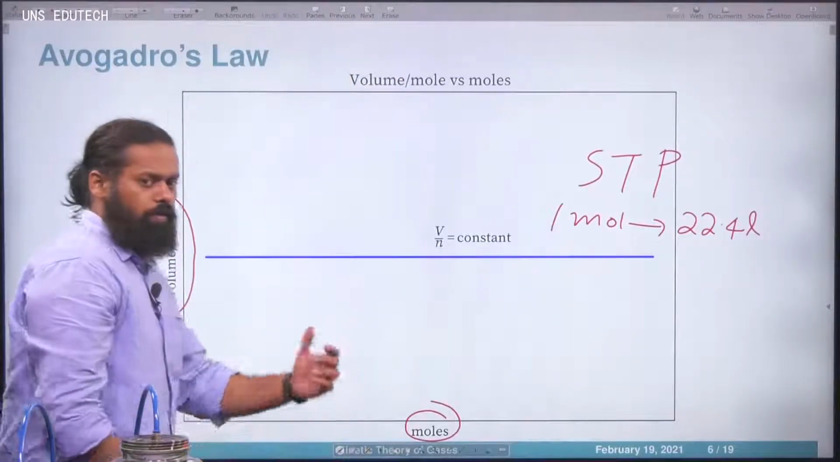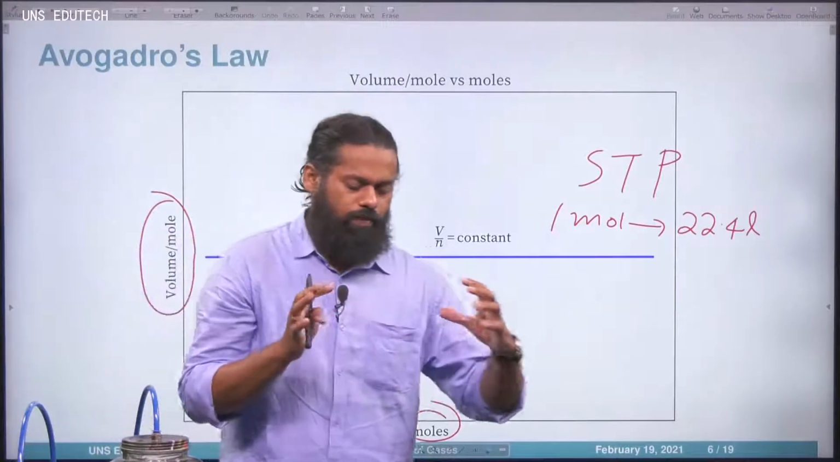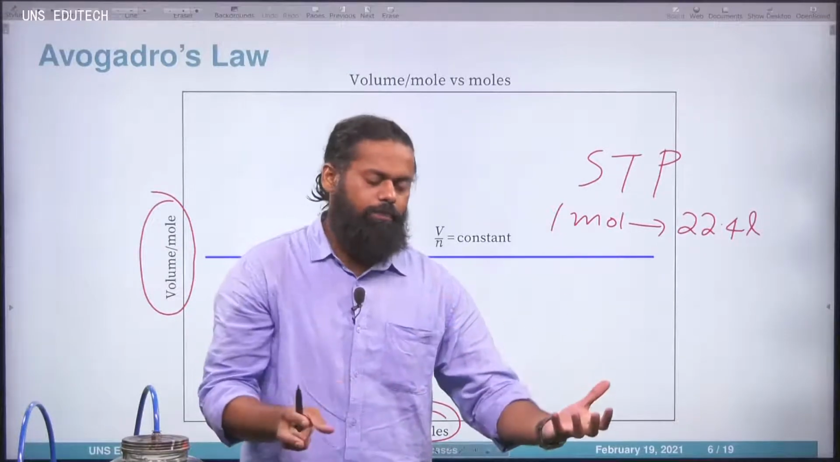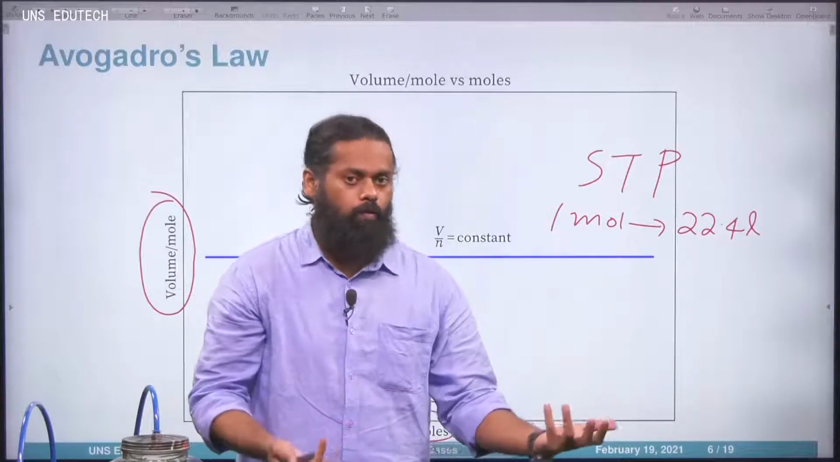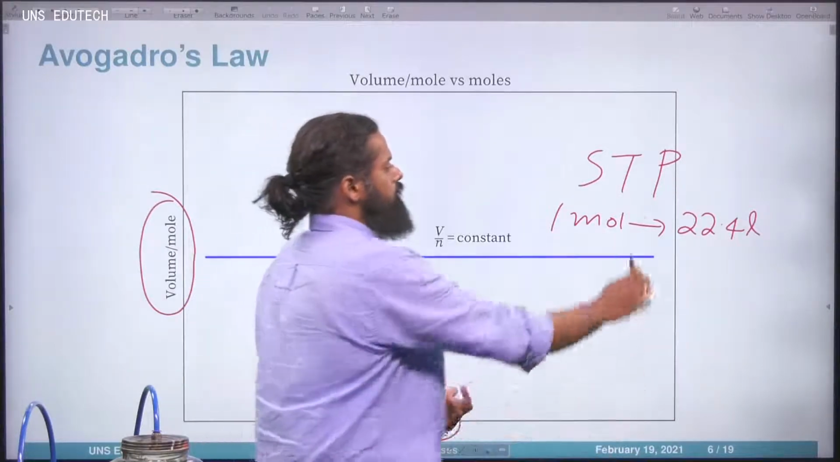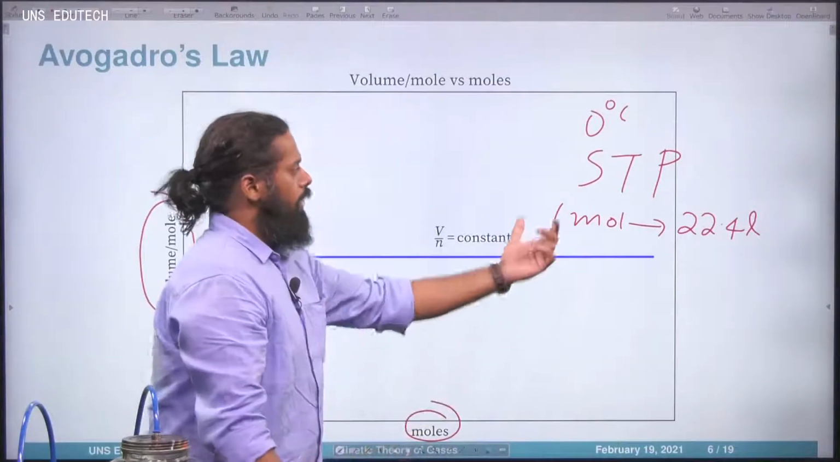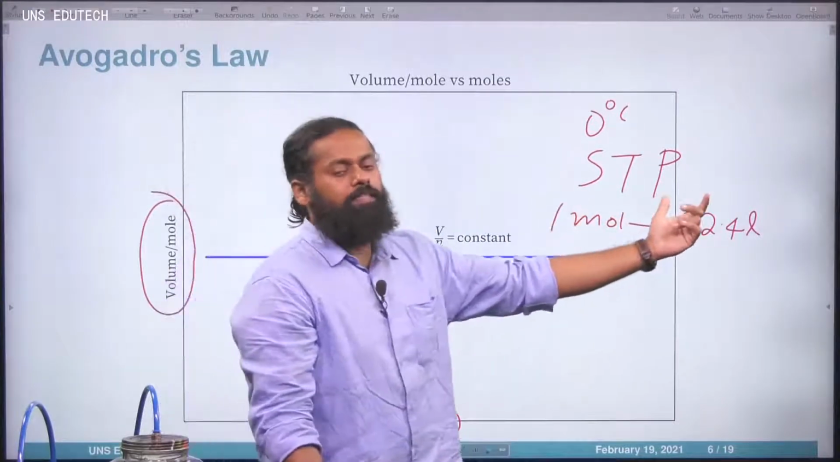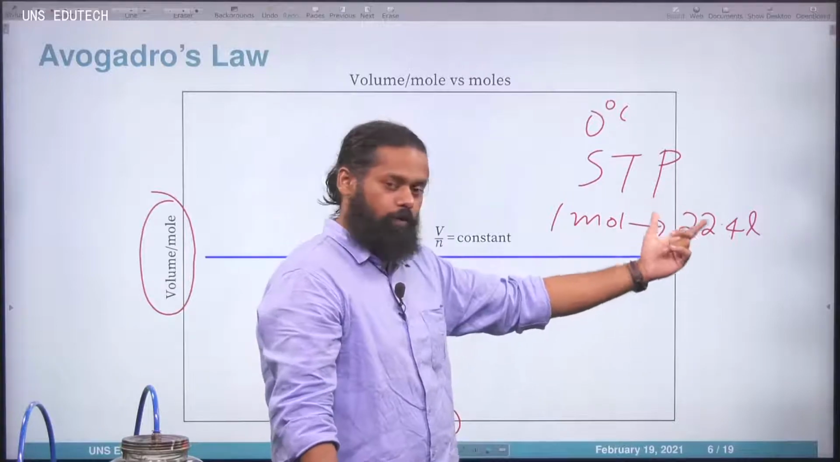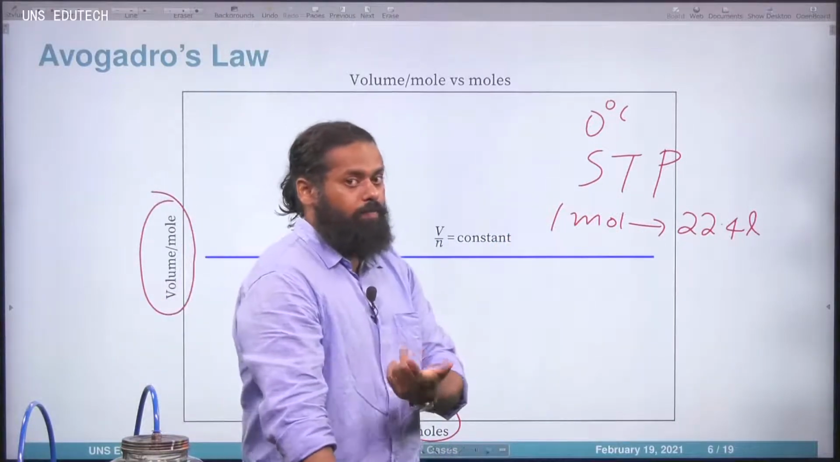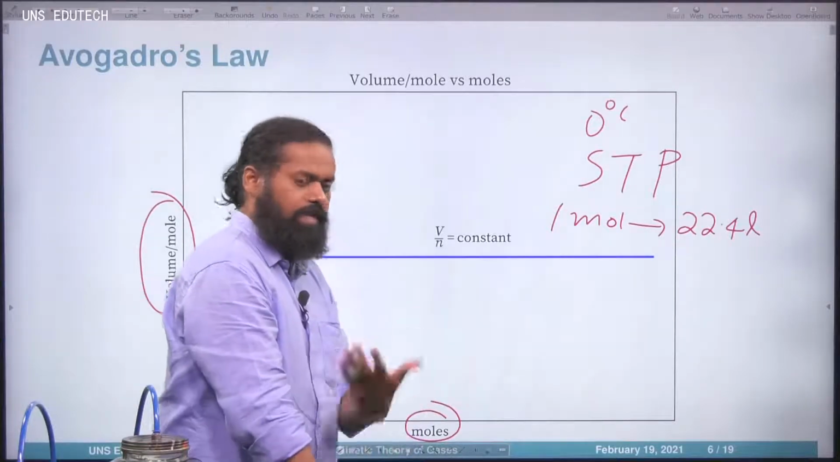Avogadro's law. If you are taking equal volumes of different gases, at STP they will have the same number of molecules. And one more important thing, STP is nothing but 0 degrees Celsius and 1 atmospheric pressure, and 1 mole will occupy 22 liters of volume. That factor you have to keep in mind. And 1 mole means 1 Avogadro number of particles will be there. That is a standard we selected and we are following that.